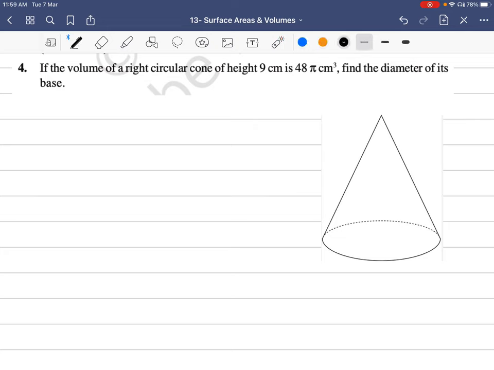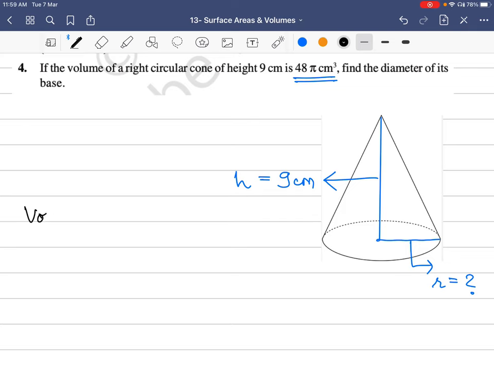So I'm just going to be a little bit fast here. If this is the center, then this is the height. Let me write what is given to us. Height h is given to be 9 centimeter. Radius is unknown, so I'm just going to mark radius is equal to question mark, and volume is 48 pi centimeter cube.